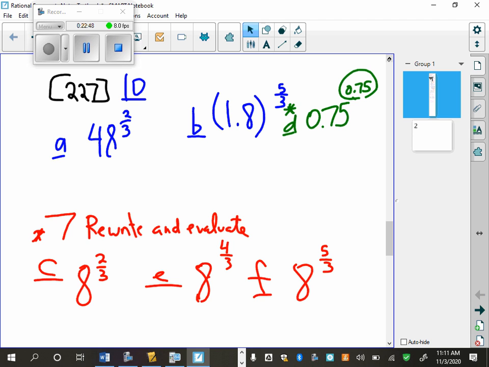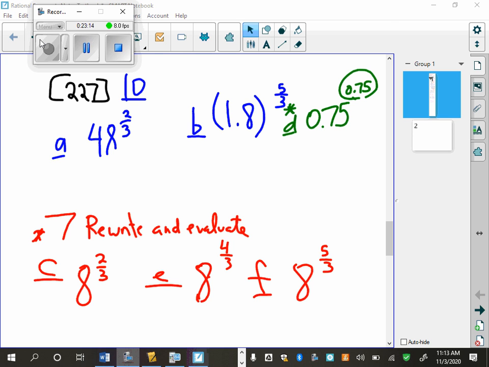Okay, number 10. We're rewriting these. And it looks like you have the ability to do that. So go ahead and do A and B and try D. This is 0.75 to the exponent 0.75. Write those down quick.